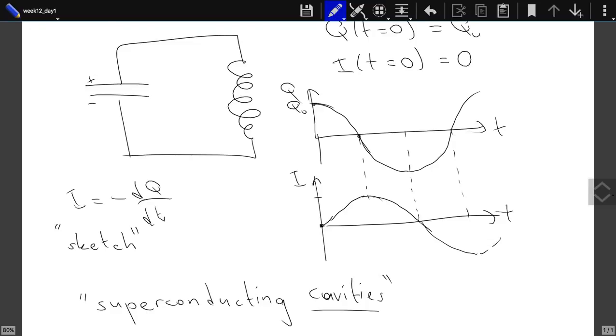What would be the period of this motion? Let's see. This is qualitatively what we expect. Now let's do the quantitative study of this circuit.